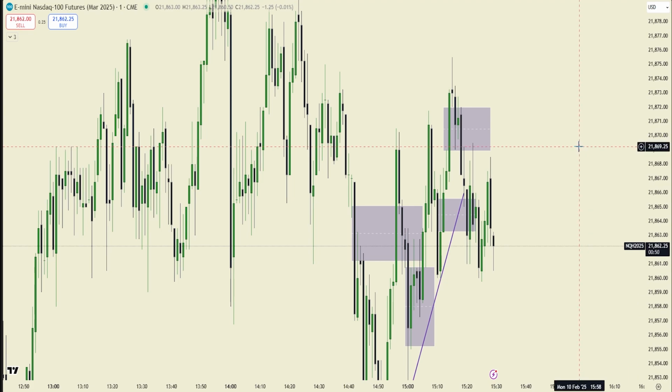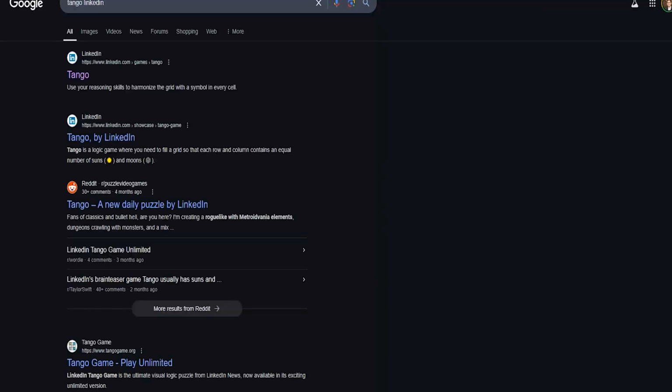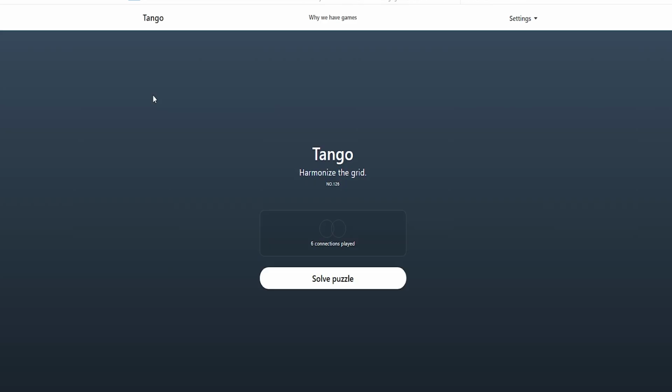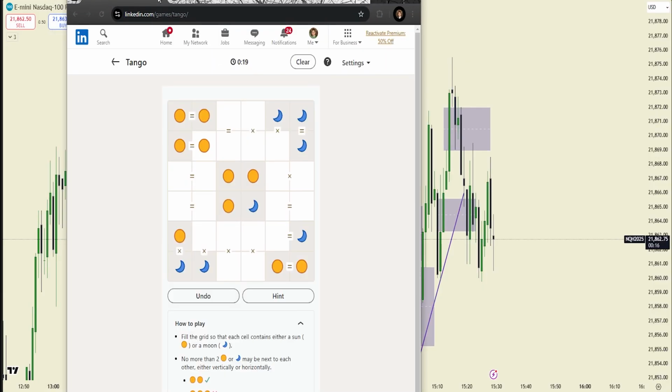Can I play Tango today? Sure. Nothing else is going on. I have to harmonize the grid. So if these are the same, and this row has to be balanced, these two, and these two have to be the same. Let's do this.